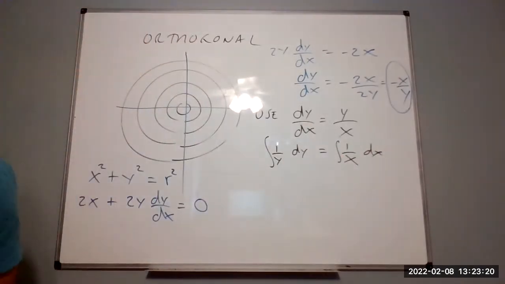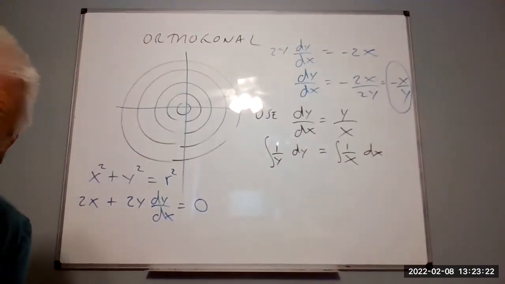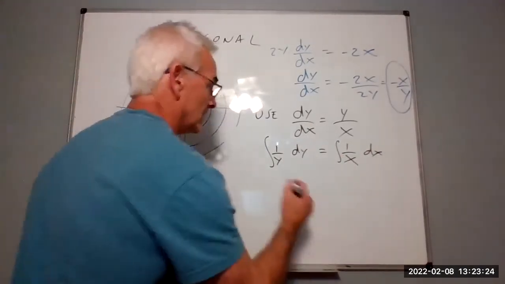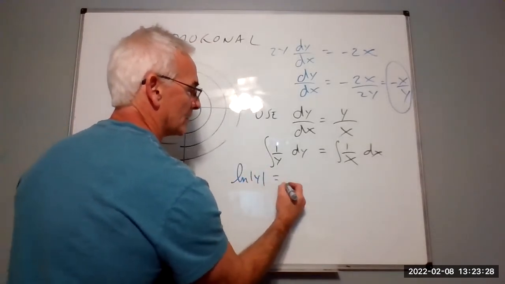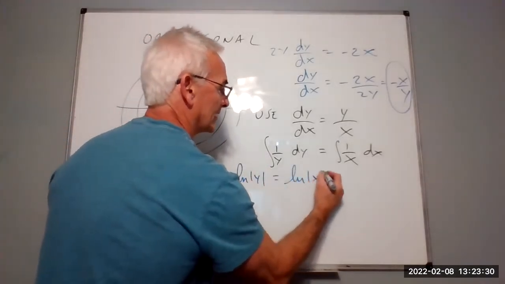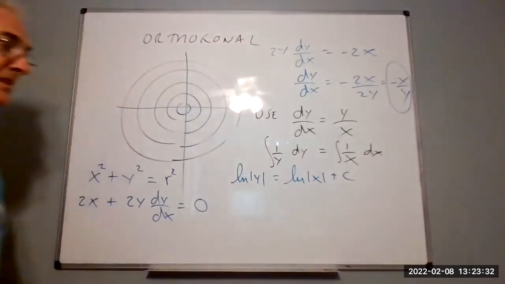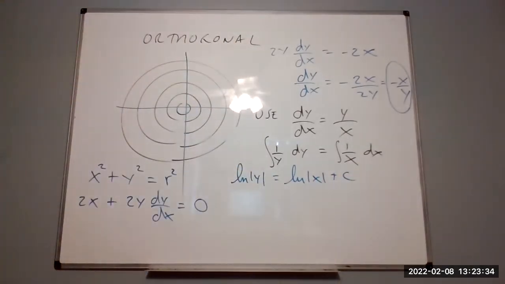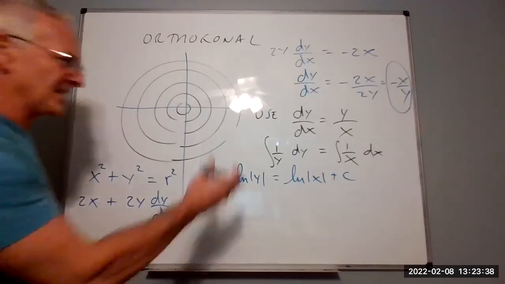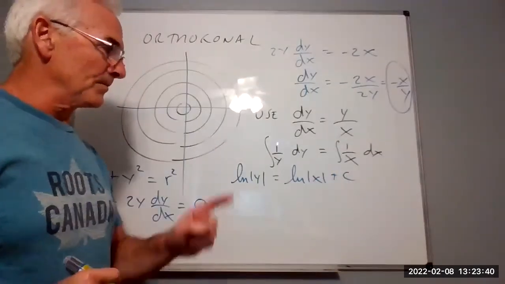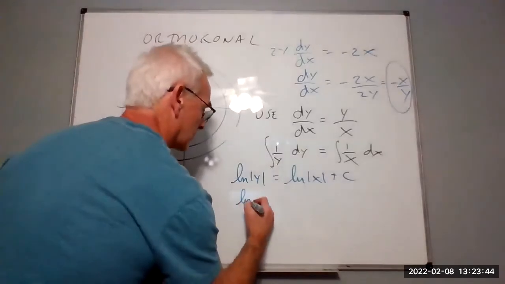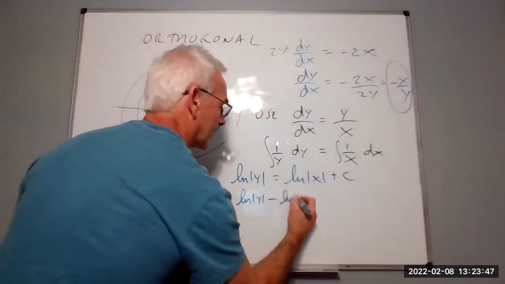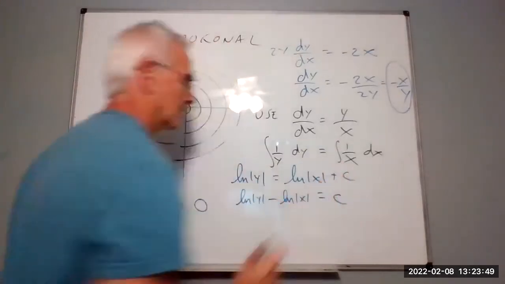So let's continue. I have no idea what the answer is going to be yet. So the left side is natural log absolute value of y. The right side is natural log of x, and then I have to have the plus c. That plus c actually is quite important. I don't want to exponentiate both sides because I don't know what I'm going to do with that c if I do. At least not yet. What if I did this? Log y minus log x equals c.